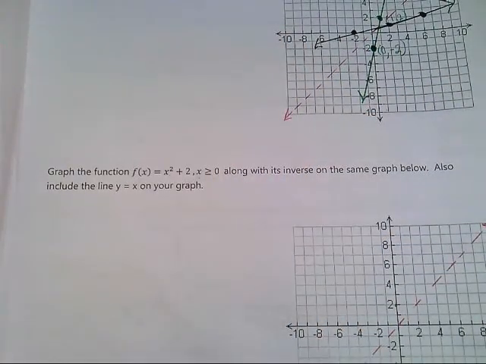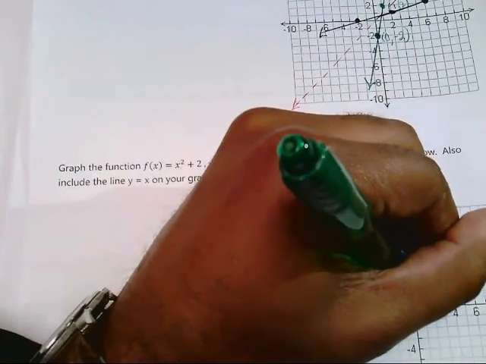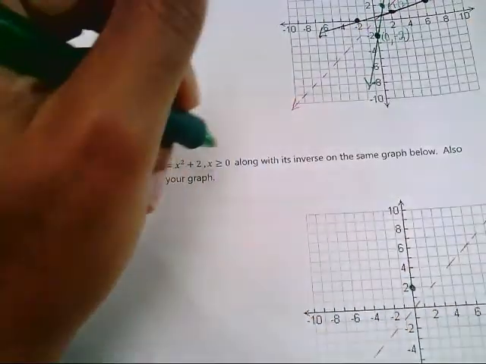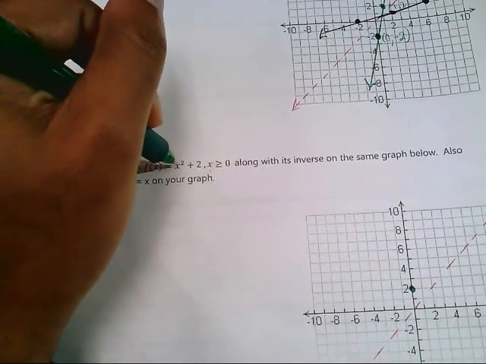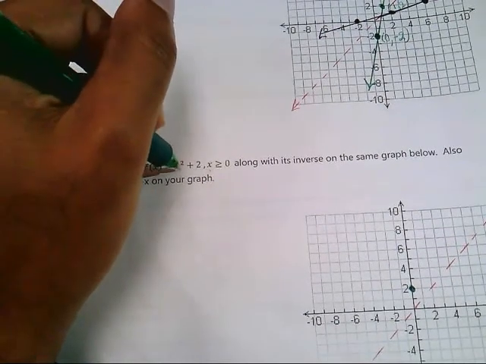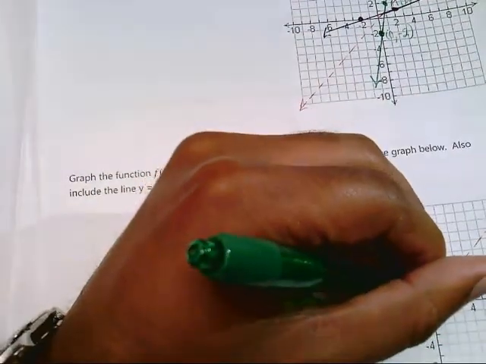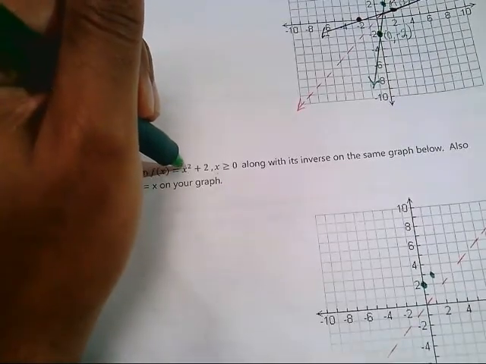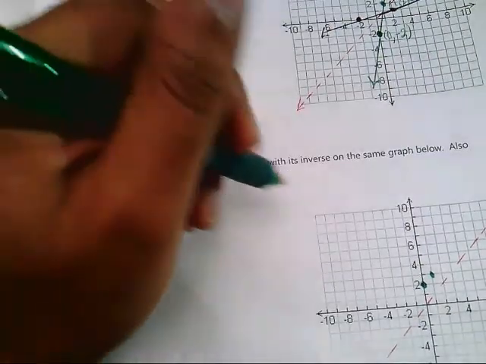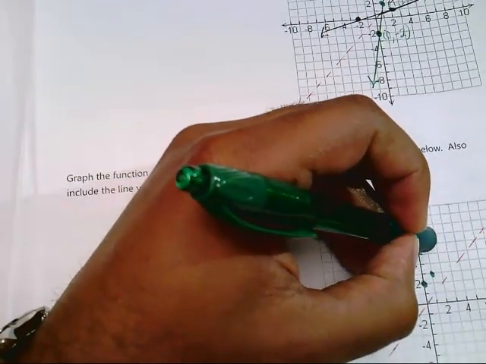Let's do it in green again for our original function. So we have one point at 0 and 2. Now if we plug 1 into the function here, f of 1 is going to be 1 squared, which is 1, plus 2. So we'll have another point at 1 and 3. And then if we plug in 2, we'll have 2 squared, which is 4, plus 2. So we'll have another point at 2 and 6.